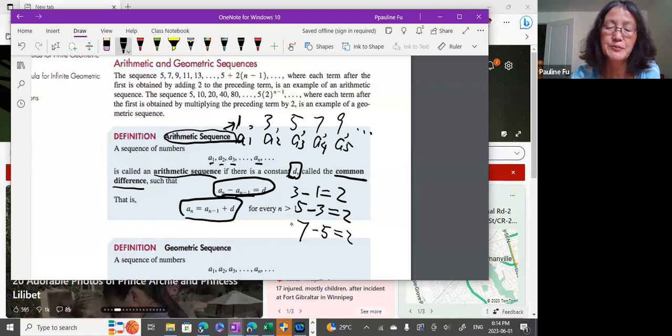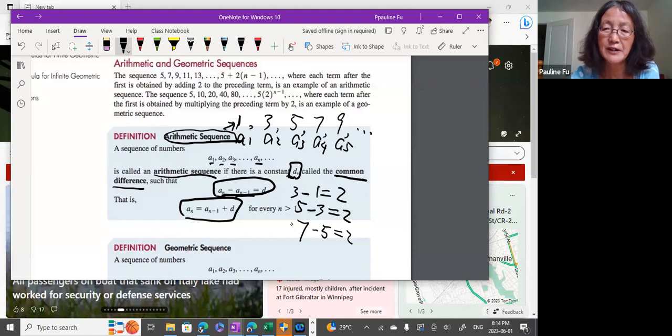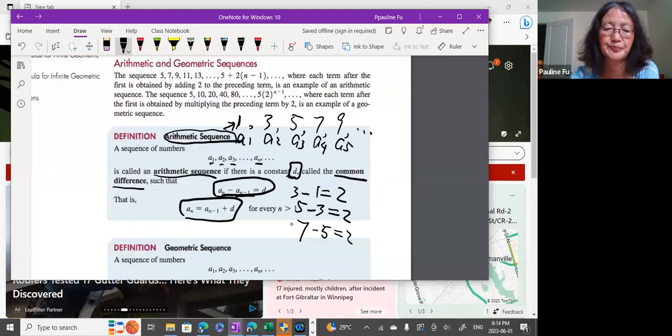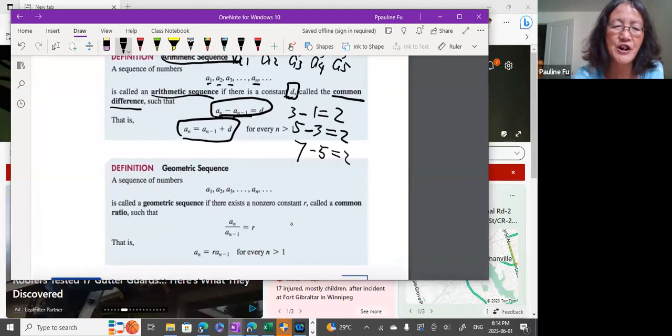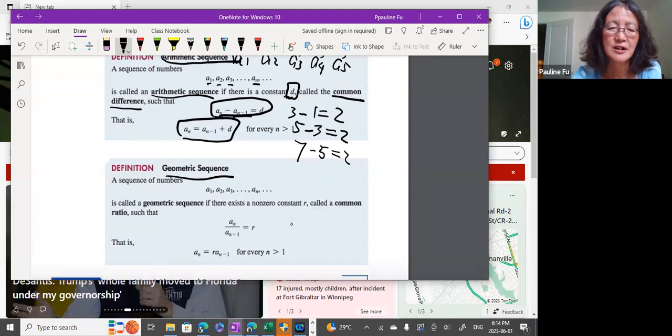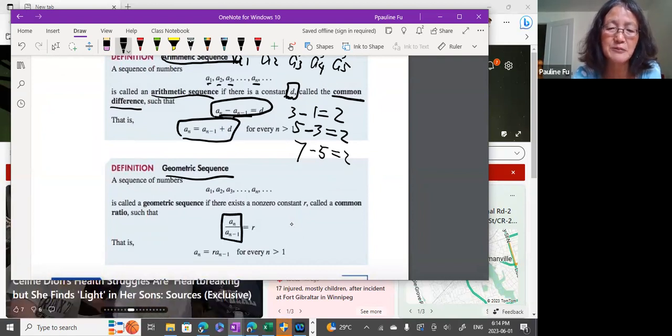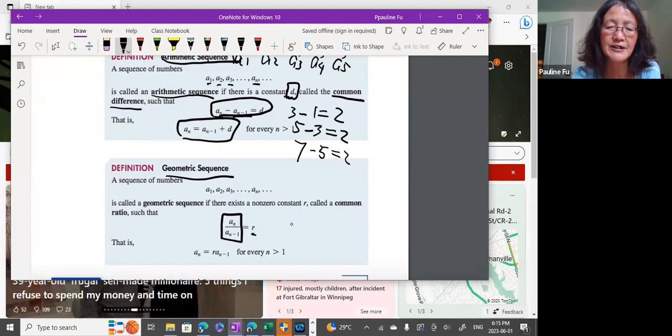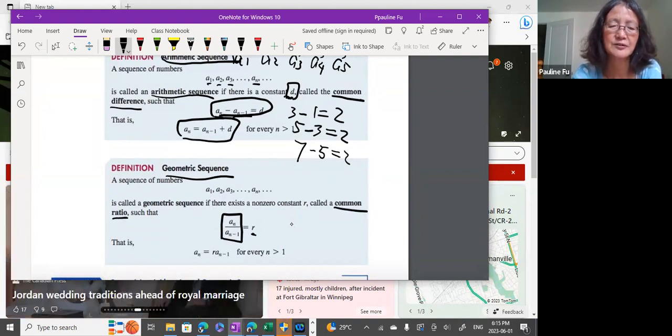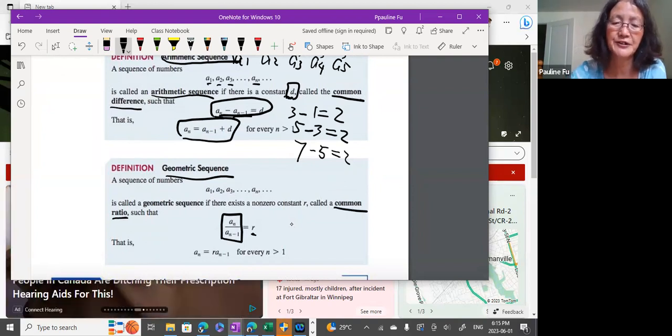So this is an arithmetic sequence, when you have the common difference between two adjacent terms. Now next, geometric sequence. When you take the ratio between two adjacent terms, AN over AN minus 1, and you get a constant number R, this R is called the common ratio. And that sequence is a geometric sequence.